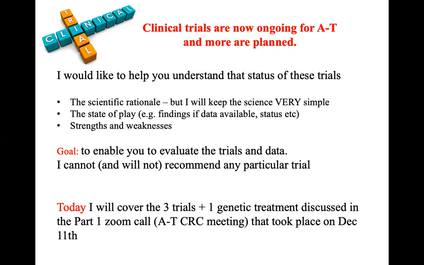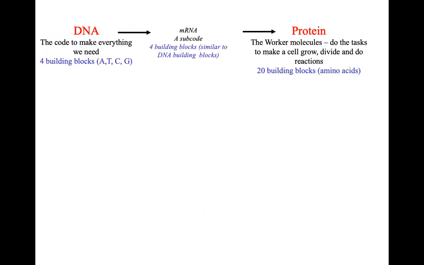So first, I'm going to try and give you a little bit of the scientific rationale behind it. As I said, I will try and keep this simple. So I've told you previously, for those who attended the Science Simplified things, that in our cells, we have our DNA, which is code to make everything that we need in the cell, to make the cell function, to grow and divide and do its task.